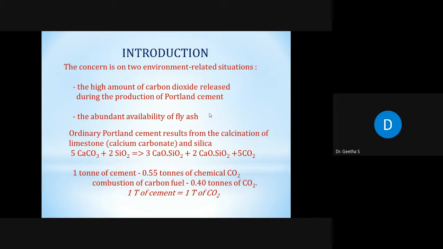The next thing is, since India depends on coal as a major power source, and 70% of our power is from coal-based power generation, the disposal of fly ash becomes a big problem. Mostly the fly ash is disposed of in nearby lands, which causes environmental hazards. Apart from that, dumping on lands also takes away valuable lands which could be used for agriculture and other purposes. So these are the two main aspects why we are looking into new building construction materials.